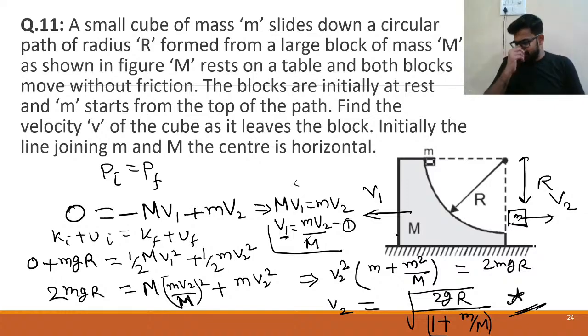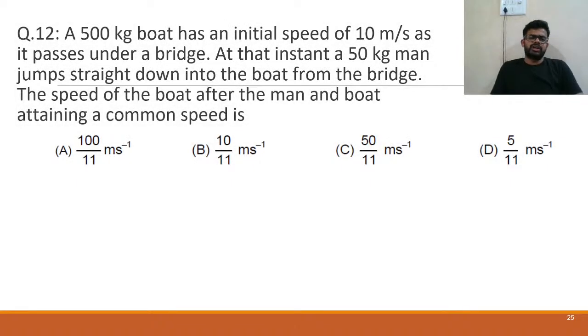This is the final answer I have found, and that is root of 2gr divided by 1 plus small m by capital M. What I did in the last step, I have just taken the small m common and cancelled both sides. So how many concepts are there? Only two. First, law of conservation of momentum in horizontal direction, because there is no external force in the horizontal direction. Next, we have applied law of conservation of energy. Okay, so let's move to the next question.